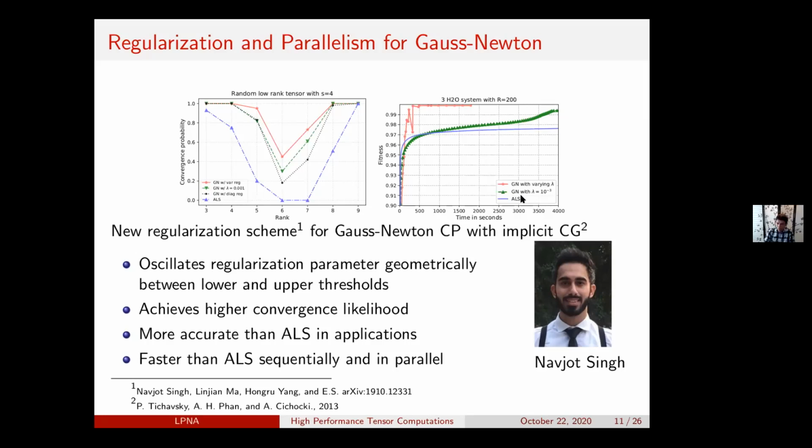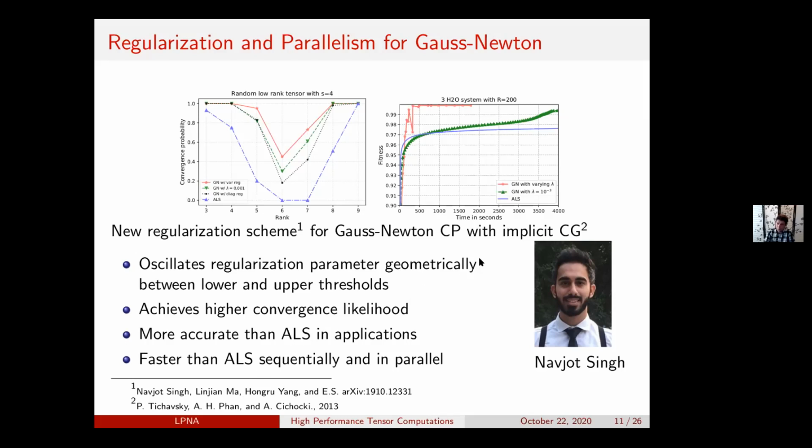What we have to do in Gauss-Newton is solve a linear system that's number of degrees of freedom by number of degrees of freedom. And the number of degrees of freedom for an order 3 tensor is the combined size of all of the factor matrices. So that's S times R, and solving that system in a naive dense way would cost S cubed R cubed. That's potentially a lot bigger than ALS, which has a cost of S cubed R per iteration. So what we actually do is solve that system implicitly.